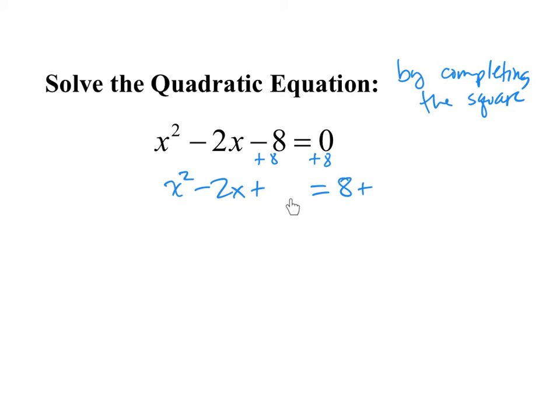So to find this number, we're going to look at the coefficient of the x term. We're going to take half of that and square it. So if I take -2 and I take half of that, that's -1. And then I'm going to square negative 1, which would give me a positive 1. So I'm going to add 1 to both sides. We did that to complete the square on the left side.